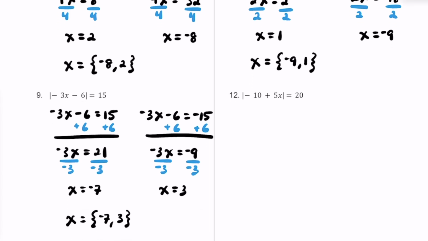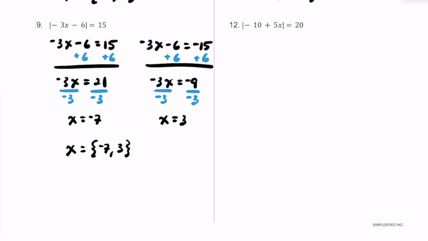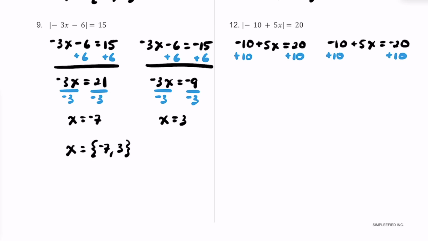All right, here is one final example. We have the absolute value of negative 10 plus 5x is equal to 20. For this to be true, in one scenario, negative 10 plus 5x could equal 20, but it could also equal negative 20. All right, so let's go ahead and solve each of these scenarios to find out our possible values for x. So to get x alone, let's go ahead and start by adding 10 to both sides of this equation, but let's do that to both of these two-step equations.